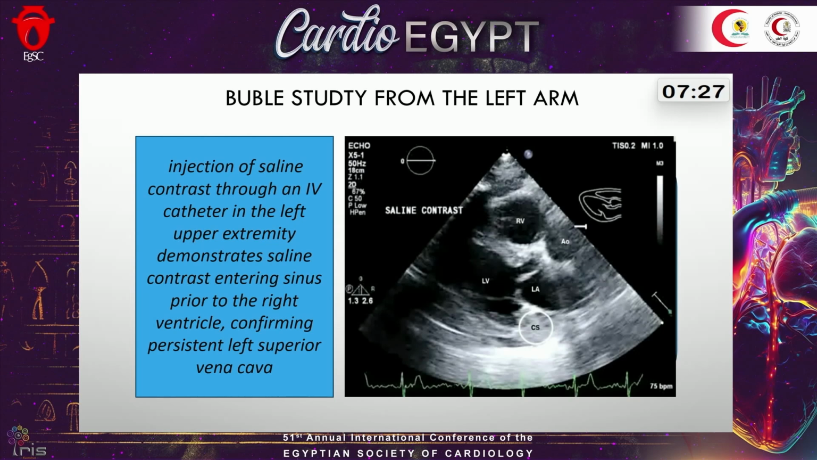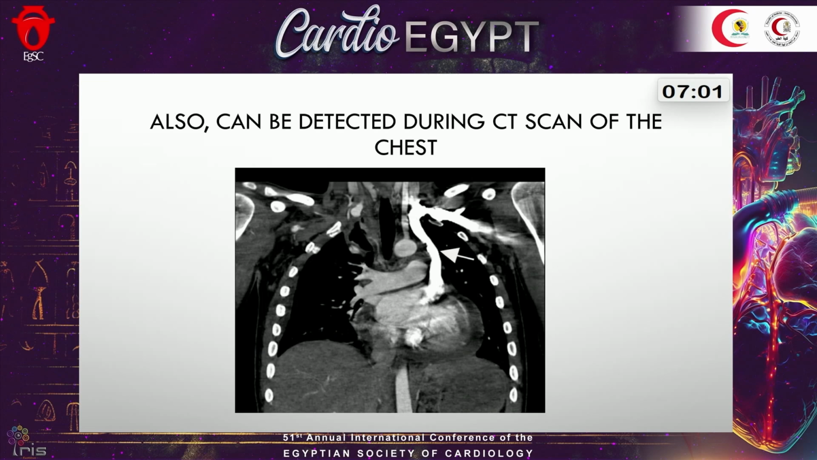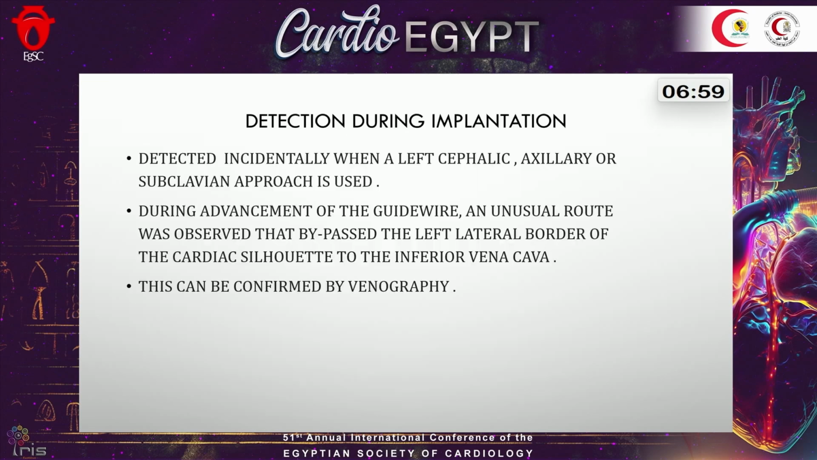This is a very good point. First, we should do the agitated saline from the left arm, not from the right arm. From the left arm, we will find opacification of the CS before opacification of the right atrium and the RV. In the apical 4 it will be more obvious. I will find opacification of the CS and I will find the agitated saline flowing from the CS to the right atrium. This is a confirmation. More confirmation by the CT angio of course.